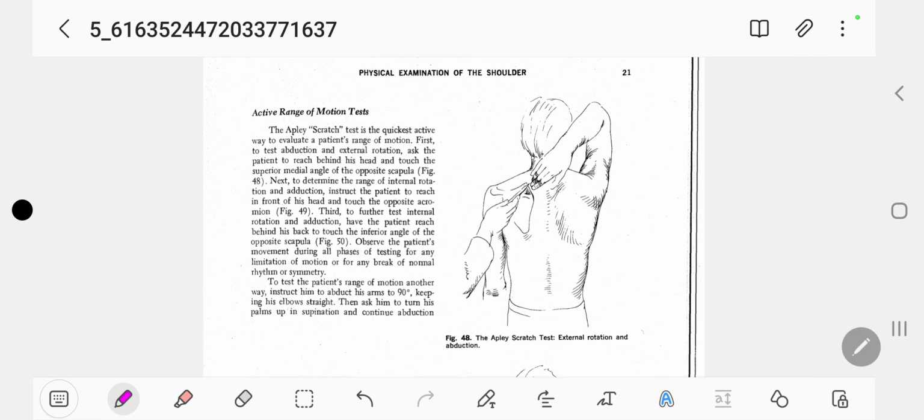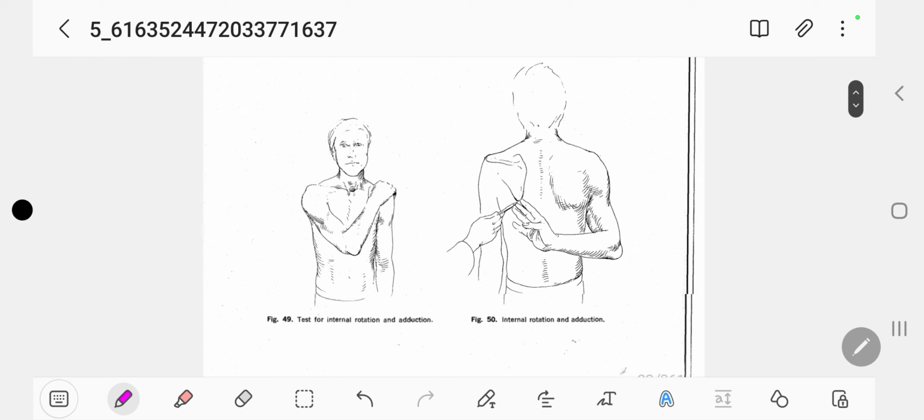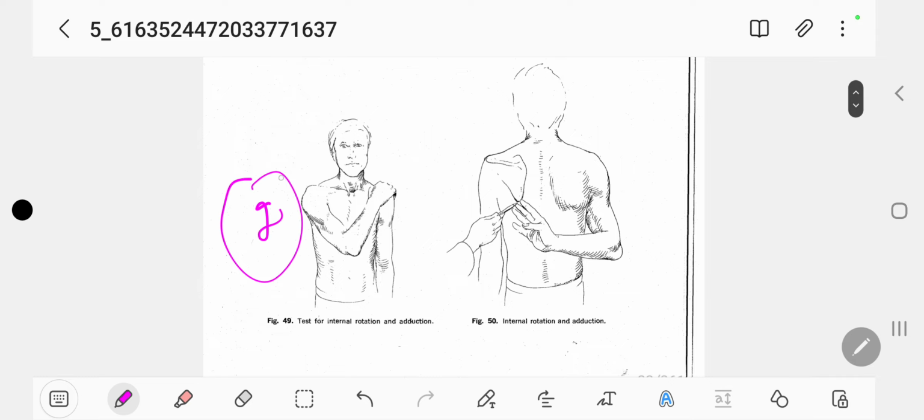Now, method of active range of motion, the Apley's scratch test: the external rotation and abduction is the first position, the second position for internal rotation and adduction, and the third position for internal rotation and adduction.